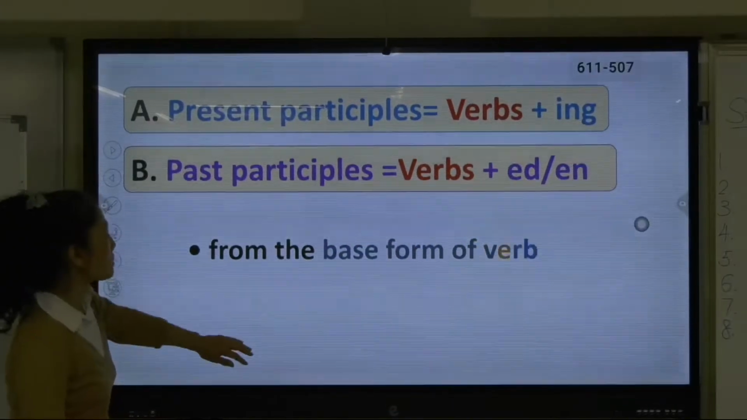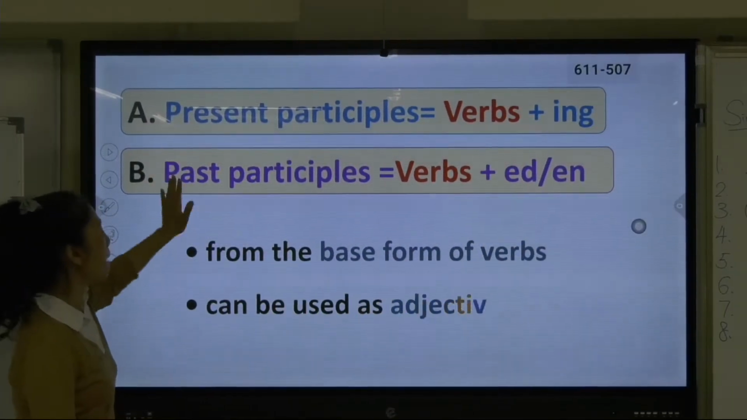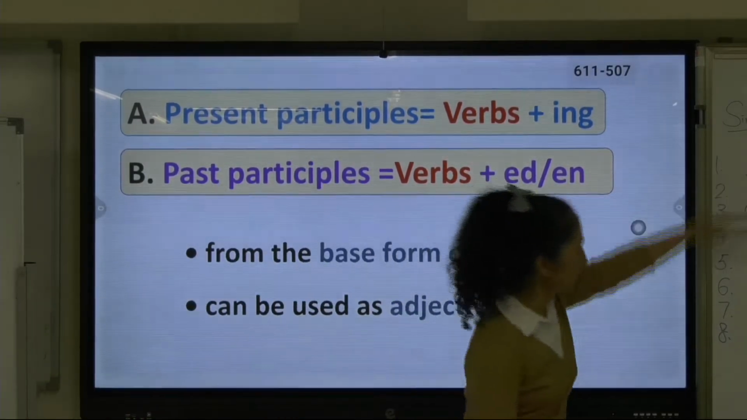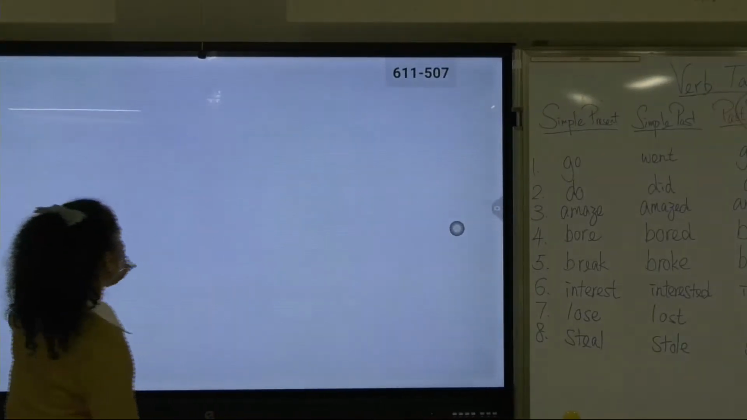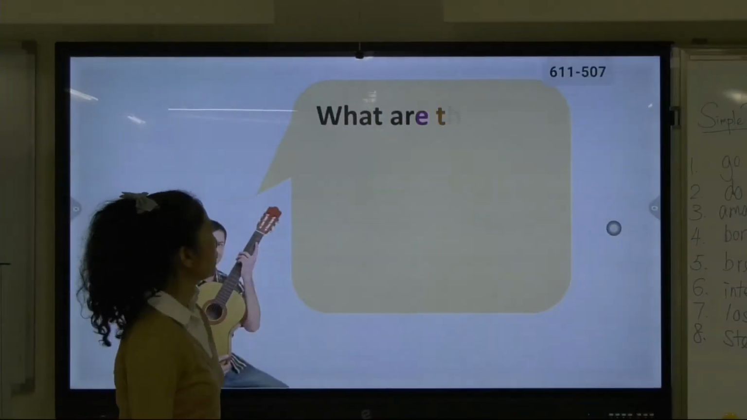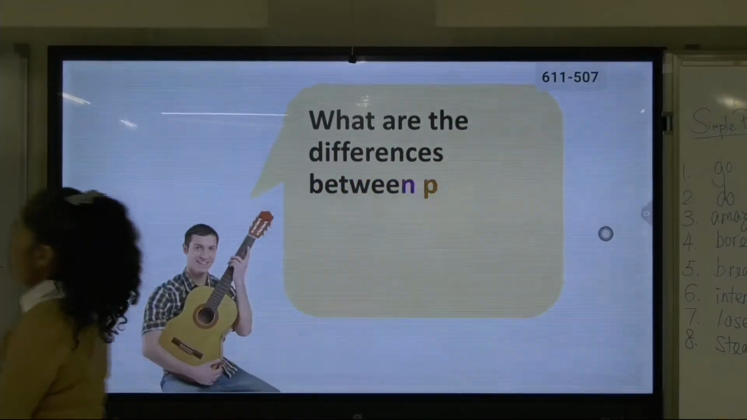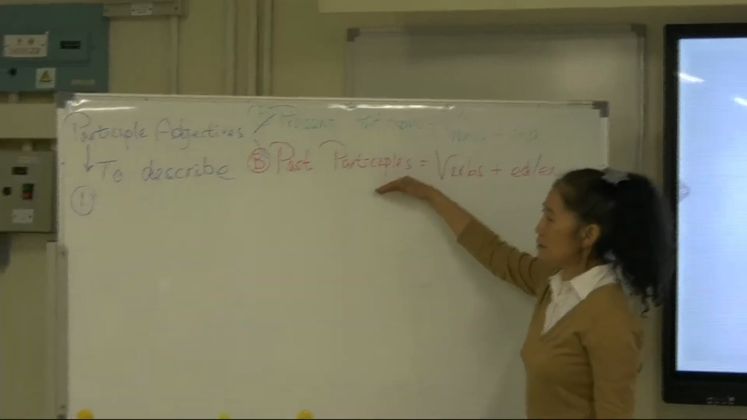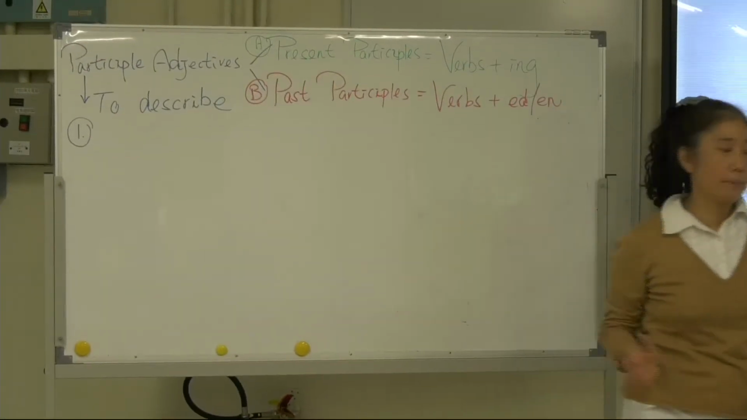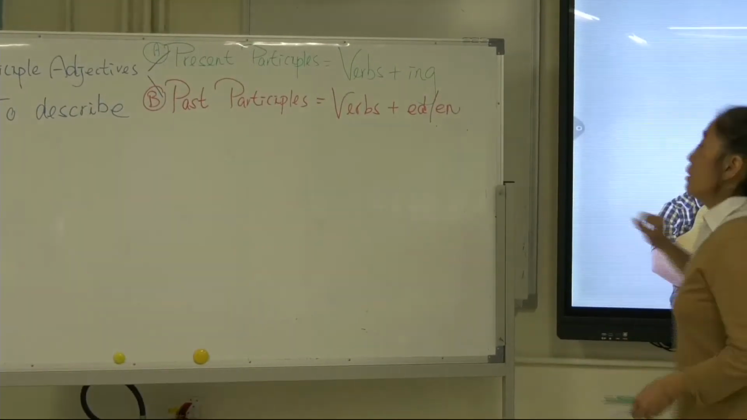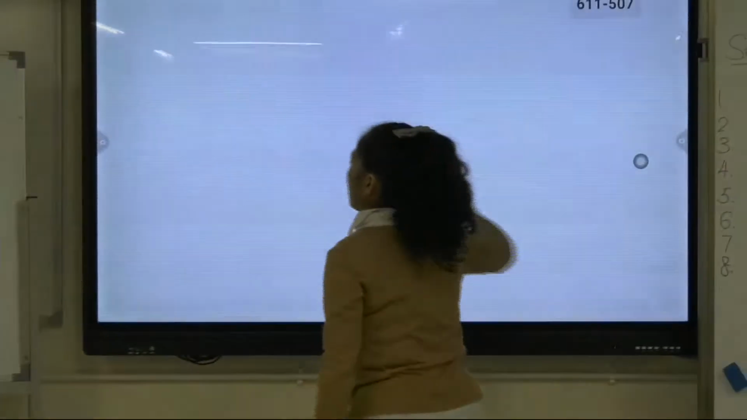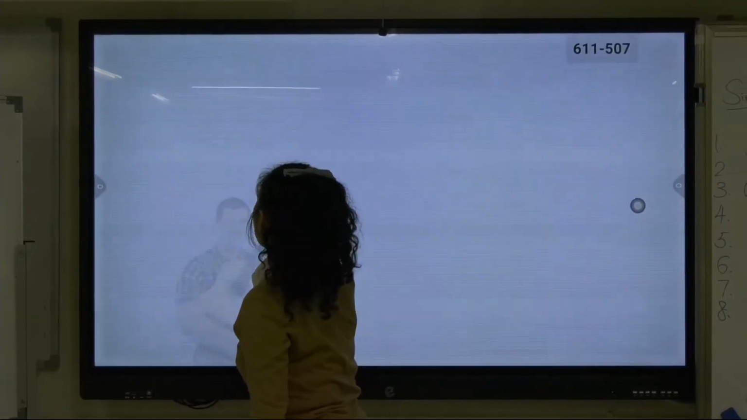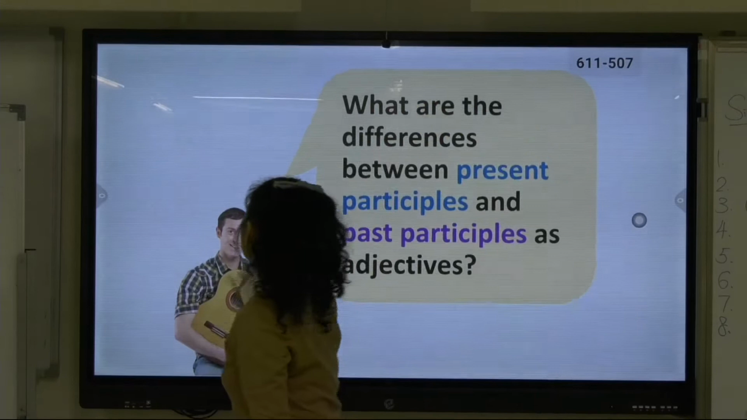So you all know this pattern, okay? Present participle, past participle, okay? So these are the base form of this column, okay? Now, you may ask, Ms. Leung, now these 2, present participle, past participle, what are the differences between them? Now, the difference between them basically is they describe different things, all right?